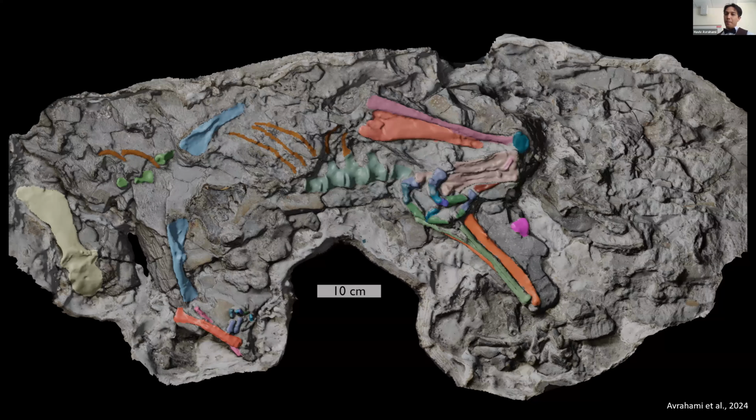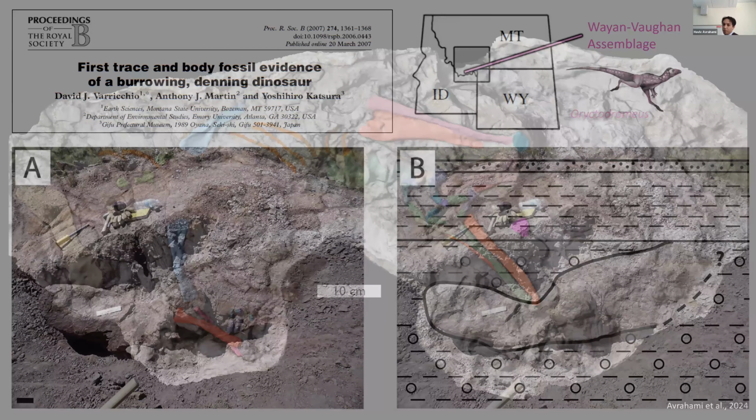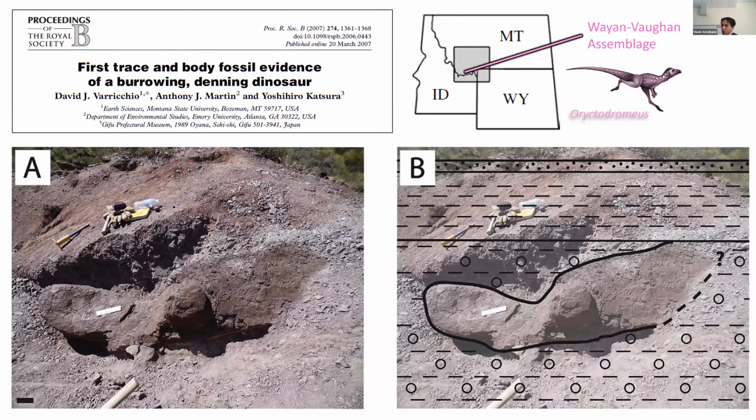So the initial hypothesis with this unique preservation was that, hey, maybe these animals are burrowing under the ground. Maybe they're doing the hard work for us by burying themselves under the ground. When their burrow collapses, then they're preserved there, and then they're not going to incur all of those environmental effects. But this hypothesis didn't come out of nowhere, right? Because if we go back to our friend from the YN Vaughan assemblage, Eryctodromeus was initially discovered and described in what was interpreted as a subterranean burrow.